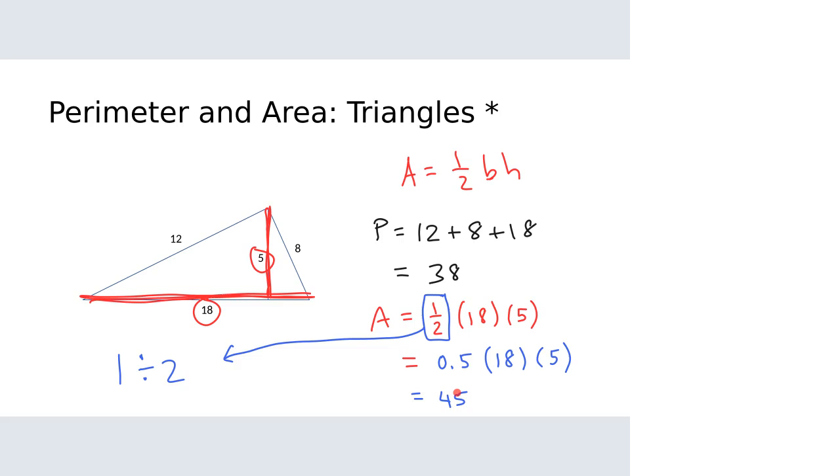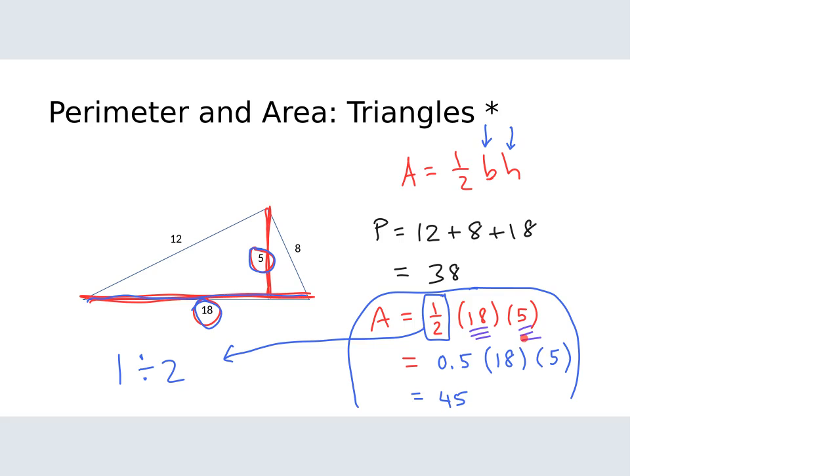Okay. It's true that we're using the 18. That's our base. So that's what we plug in for B when we find the area. And the 5 is our height. So that's what we plug in for the height. So when we use the formula for the area, we took the 18 and plugged it in for the base, and we took 5 and plugged it in for the height.